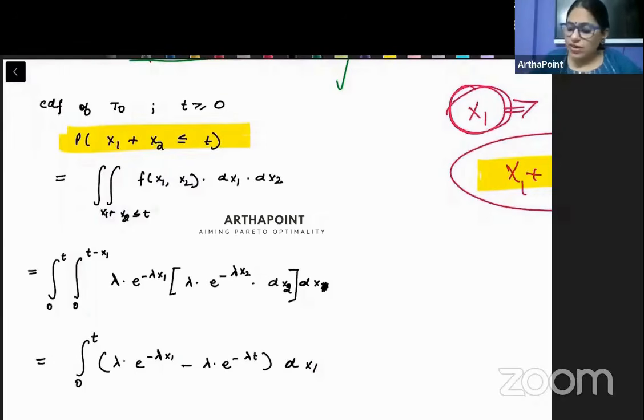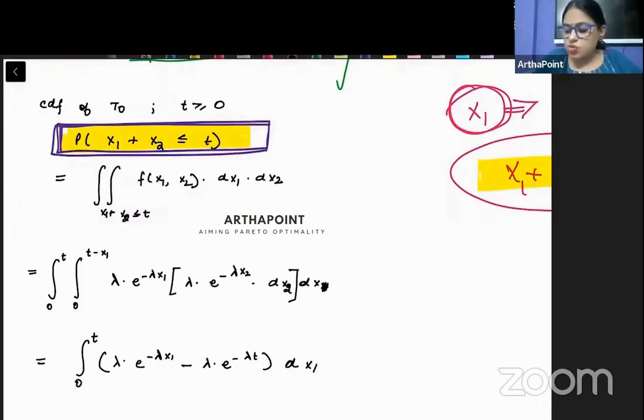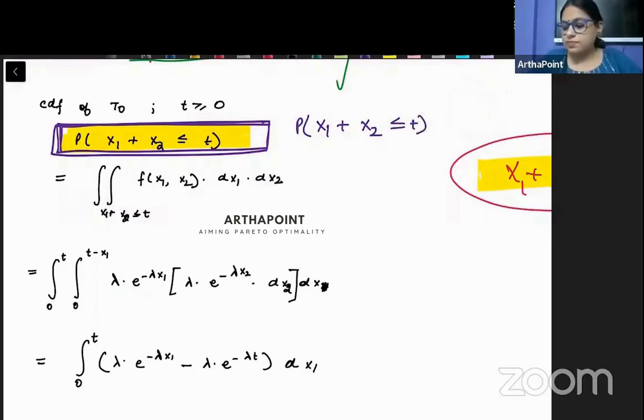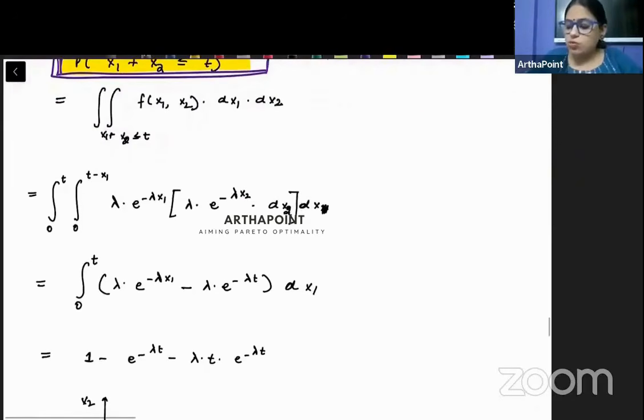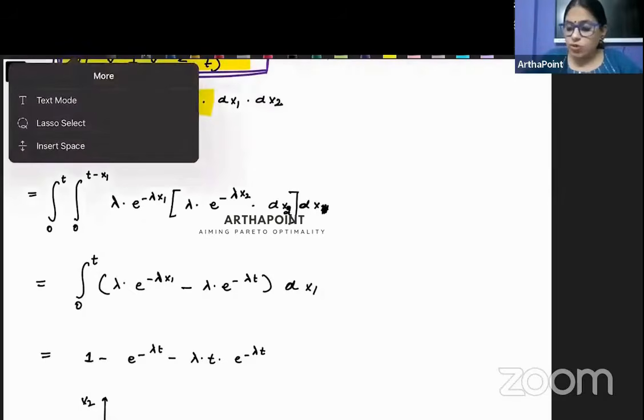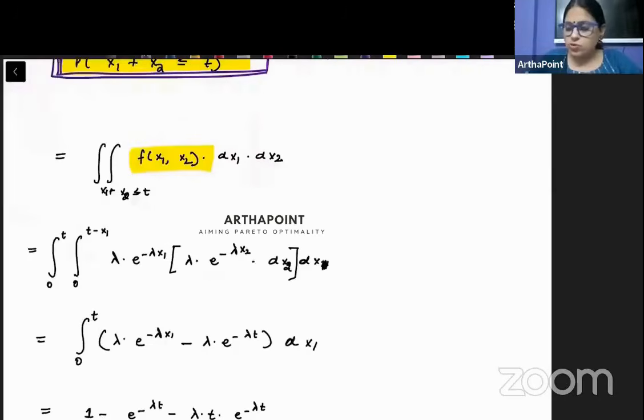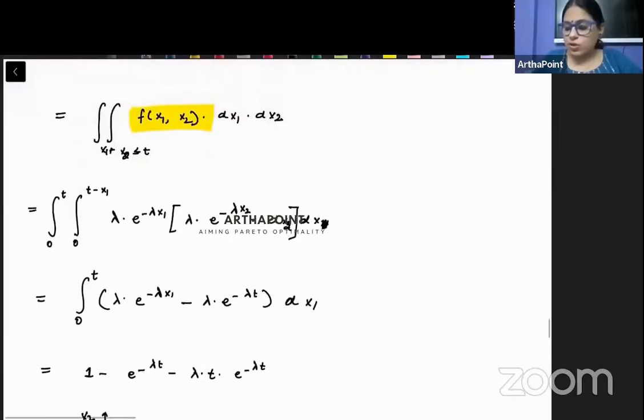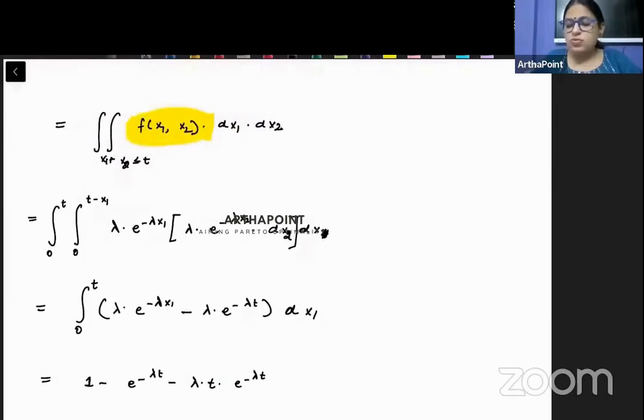So beta, we need to find the probability that x1 plus x2 is less than or equal to t. This is what we need to find. Now this is going to be the joint distribution, because it is x1 plus x2. So I need to work with the joint distribution, and we integrate it.